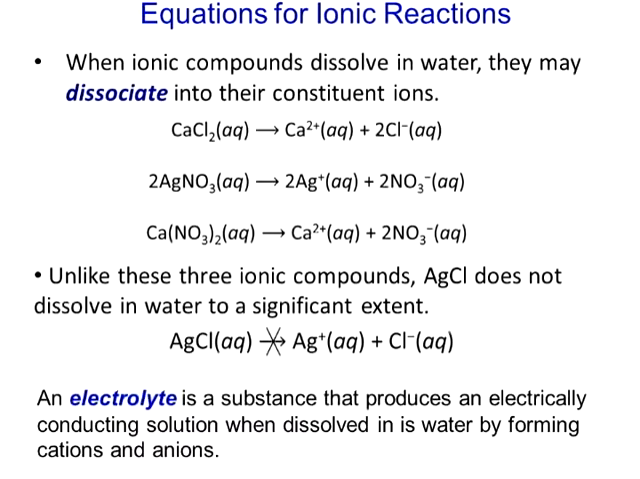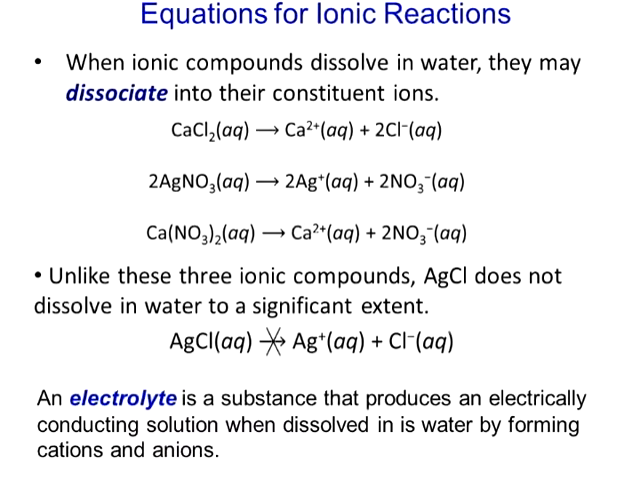When ionic compounds dissolve in water, they may dissociate into their ions. And what does that mean? Here we show you some examples. If we take calcium chloride in water, in aqueous media, it will produce calcium plus 2 ions, plus chloride minus ions. And as with molecular equations, ionic equations must be balanced for the atoms, but they also must be balanced for the charge. So in this case, we balance the atoms and the charge by adding a 2 in front of the chloride. In a similar fashion, we have silver nitrate that dissolves to form silver cations plus nitrate anions.